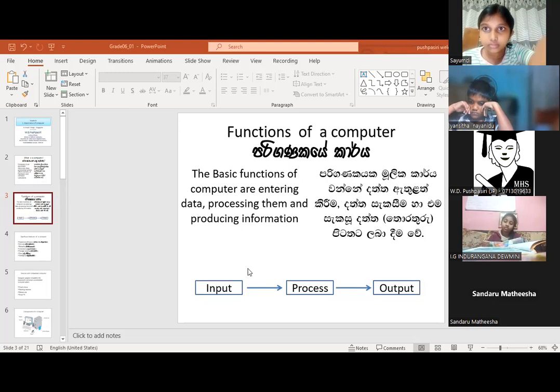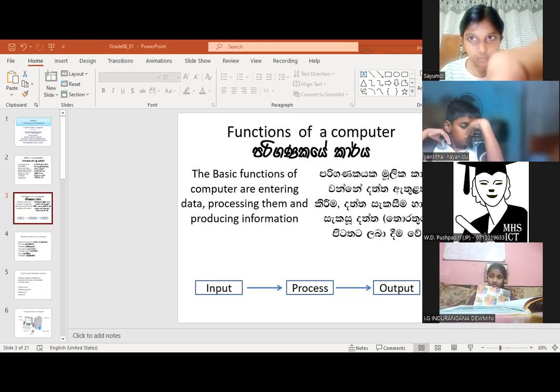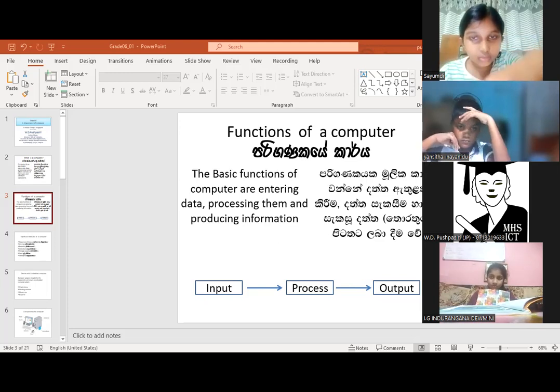Saimdi, can you read me that function of computer? The basic functions of computer are entering data, processing them and producing information. Good, right, okay.